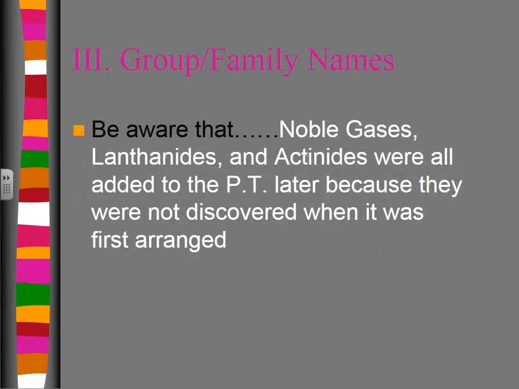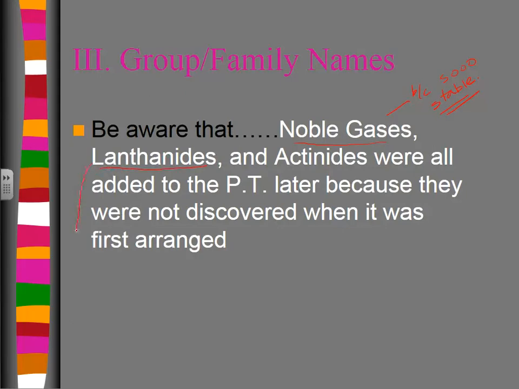Finally, I do want you to be aware that there were 3 groups of elements that were added to the periodic table later. The noble gases, because they were so stable. So nobody knew they were there because they just weren't forming compounds. They were kind of keeping to themselves. So that's why they were discovered later.